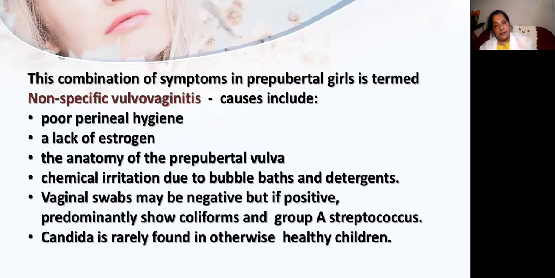This combination of symptoms in a prepubertal girl is known as non-specific vulvovaginitis, and it is mainly due to various causes: poor perineal hygiene. During this phase, the level of estrogen is low, the lack of estrogen, and the typical anatomy of the prepubertal vulva. Chemical irritation due to bubble baths and detergents is also one of the causative reasons. Vaginal swabs may be negative, but if they are positive, they usually show coliforms and group A streptococcus. Candida is rarely found in otherwise healthy children.